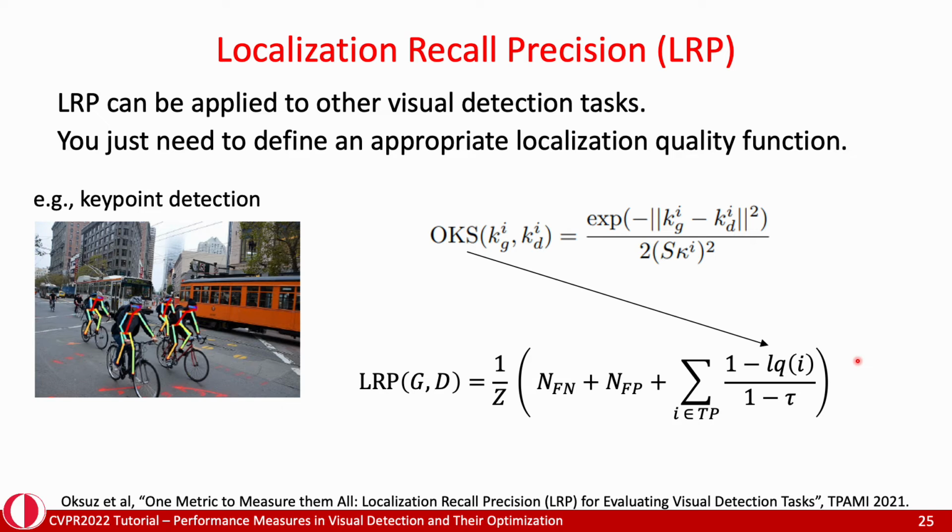We do a systematic sweep of the confidence threshold T and obtain an LRP curve, the minimum of which gives us OLRP, or the optimal LRP point. For more applications and extensions of LRP, you can visit our paper.